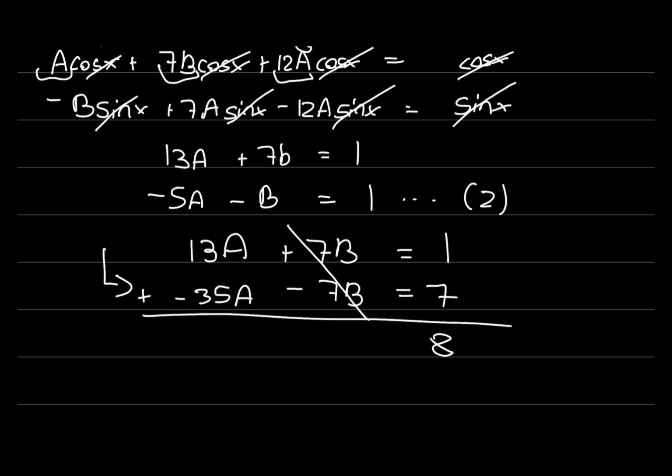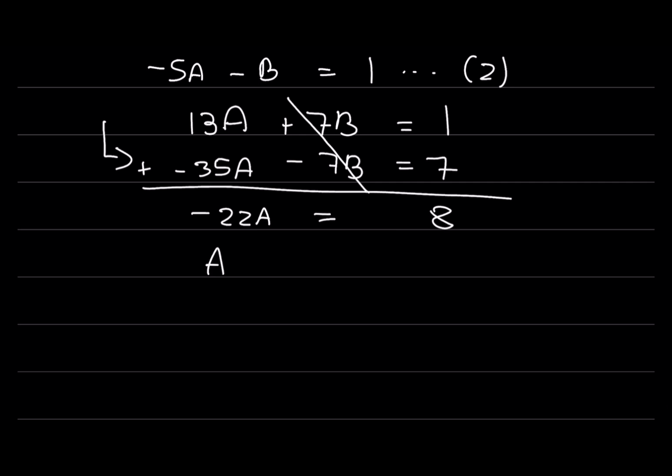7 plus 1 is 8. 13 plus negative 35 is, that's going to be 22. So negative 22a is equal to 8. So that means a is equal to negative 8 over 22, which is just equal to 4 over 11. So that's our value for a.